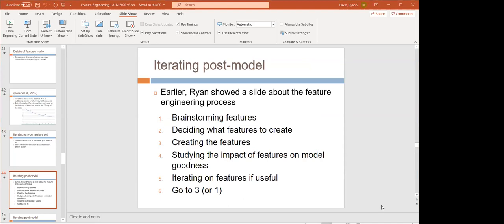So earlier, Ryan showed a slide that looked a little something like this, where we listed out what the process is for feature engineering. We start with brainstorming. We move on to deciding what features we create. We build them, we see if the model's any good, and then if we have good features in it, we iterate on them. We see if we can make them a bit better. We do that as a cycle. But there's another way that we can do this.